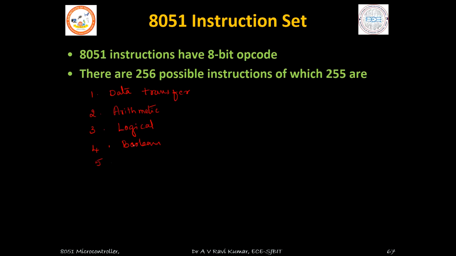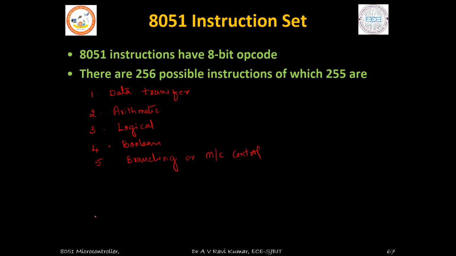Next we have the branching instructions. Here we use conditional branch or unconditional branch, like the jump instructions, which all come in the branching instructions. We also call these machine control instructions. For example, if the carry flag is set, it jumps to some other location, or we check the machine status and then we can branch the instruction.